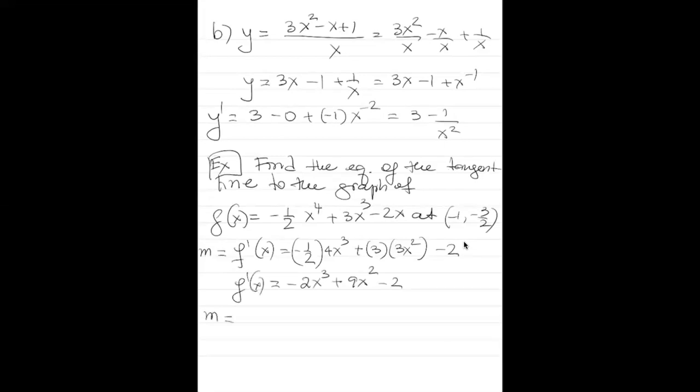To find the particular slope that we want, that is the derivative at the given point, negative 1. So substitute negative 1 for x. And we have this slope equals 9. So now we have slope equals 9. We have a given point, negative 1, negative 3 over 2. We need to write the equation of a line. So we have from algebra, point slope form.